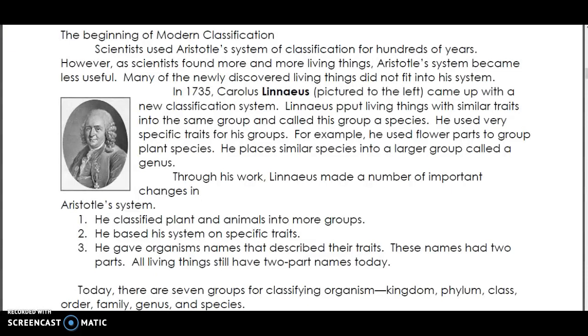Through his work, Linnaeus made a number of important changes in Aristotle's system. He classified plants and animals into more groups. He based his system on specific traits. He gave organisms names that described their traits. These names had two parts. All living things still have two-part names today.